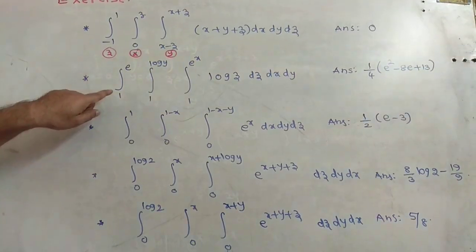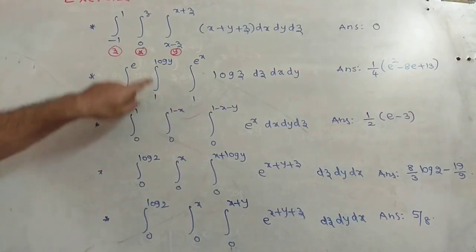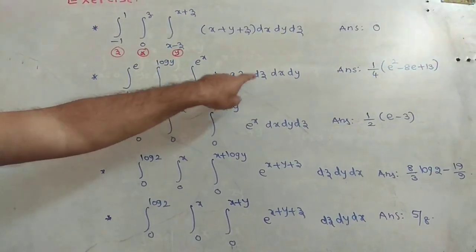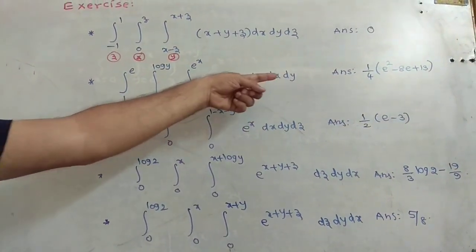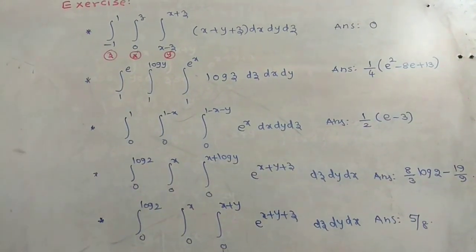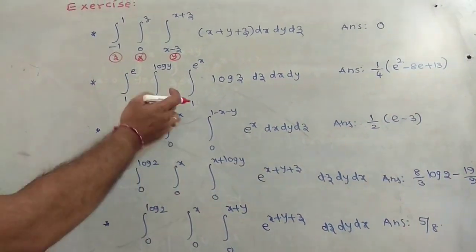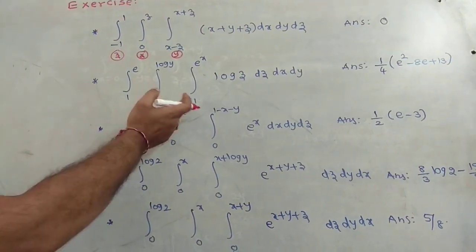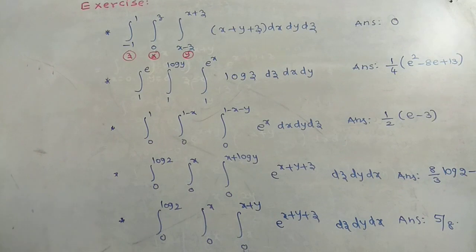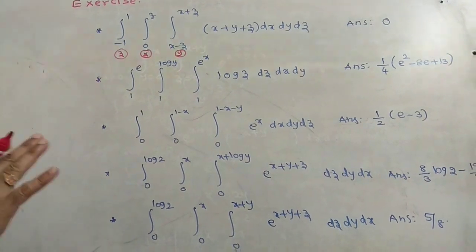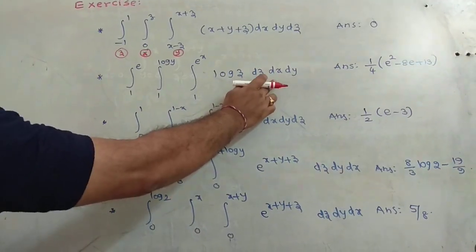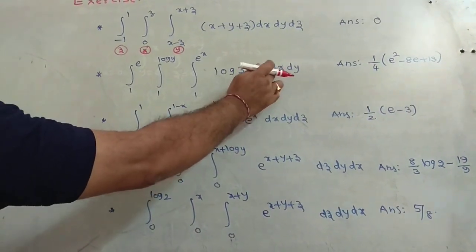Coming to this, integral 1 to e, integral 1 to log y, integral 1 to e power x, log z, dz, dx, dy. Forget about this order. First you select the nature of the integrals. So how to calculate this nature? Look at maximum. Where you are getting maximum? This is involving only 1. Here also only 1. These are the real numbers. So when you are getting equal number of variables, better in that case you follow this order. What is this order? dz, dx, dy.